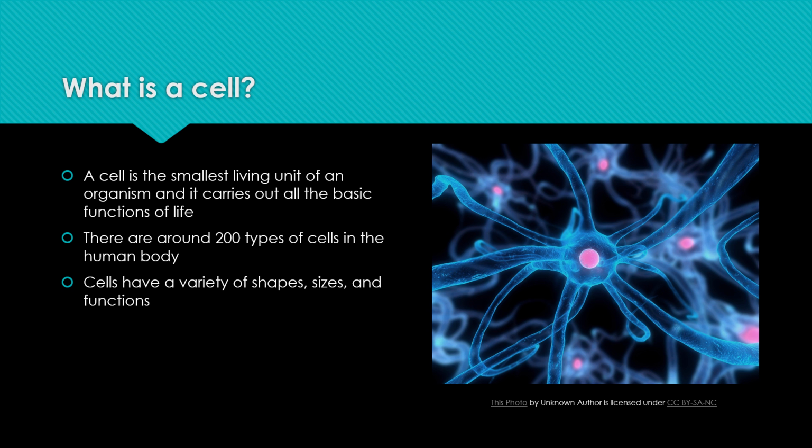A cell is the smallest living unit of an organism. It carries out all the basic functions of life. While there are 200 types of cells, there are trillions of them coursing through your body. Cells can consist of a variety of shapes, sizes, and functions.